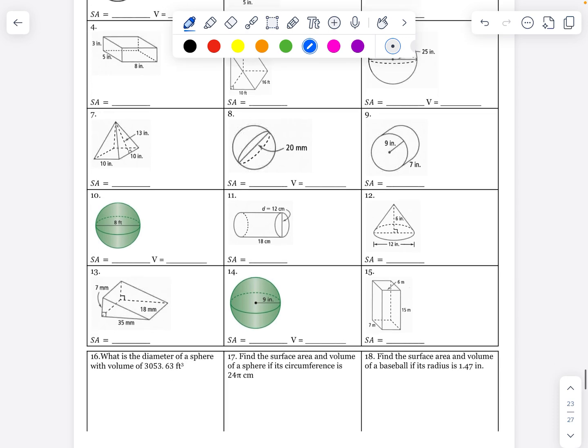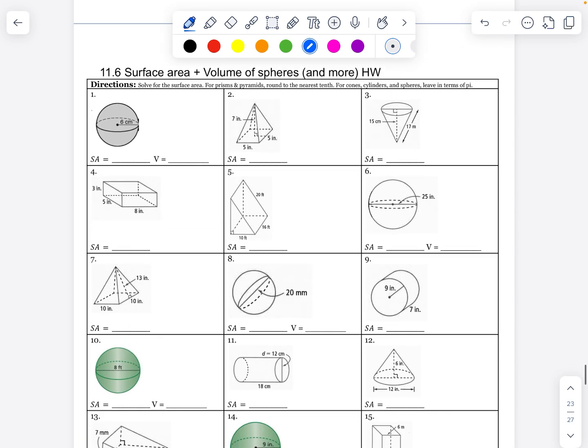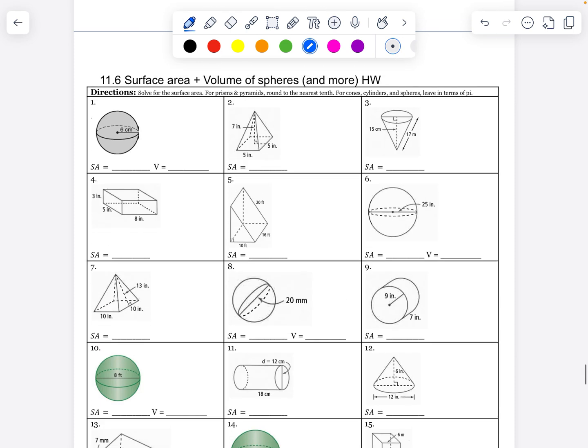Okay, your homework is a mix of everything. Okay, so we've got spheres, we've got pyramids, we've got all the things. The only thing you need to find the volume of, though, are spheres, right? We haven't talked about volume of anything else. So everything else is review of surface area.